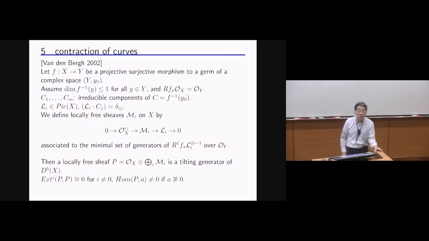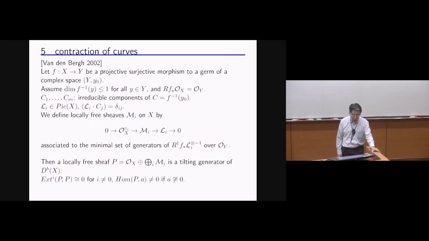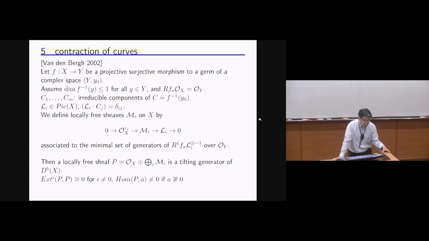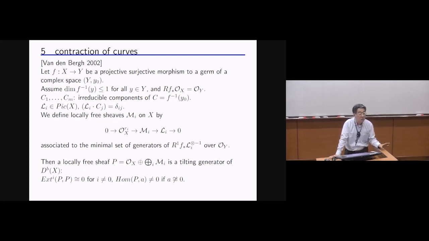So finally, this is the last section. I want to consider contraction of curves. This is the situation that Van den Bergh considered in his famous paper on the three-dimensional flop.